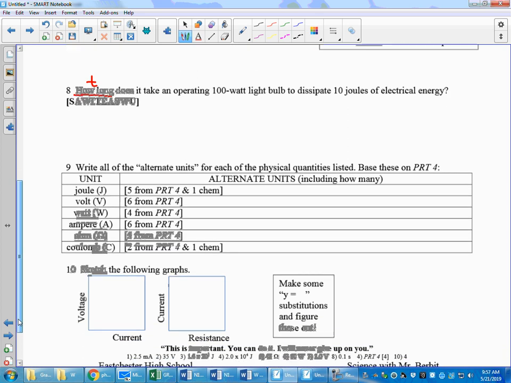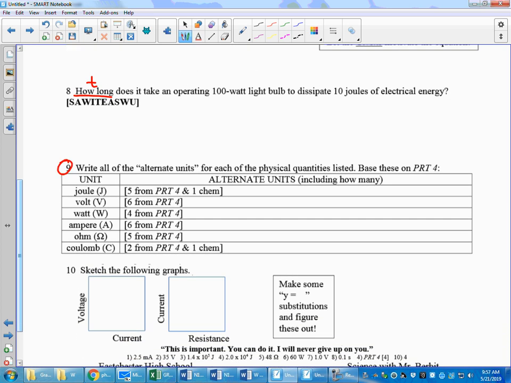All right, the part I primarily want to talk to you about was actually question 9. So question 9, they asked for alternate units. You cannot predict how this would show up on an assessment, but the process is the same for all, so it should be very straightforward. So the unit is joule. Now joule, you know, is a unit for W. So I asked you to provide the alternate units for the joule. We have 5 from PRT4 and 1 from Chem.